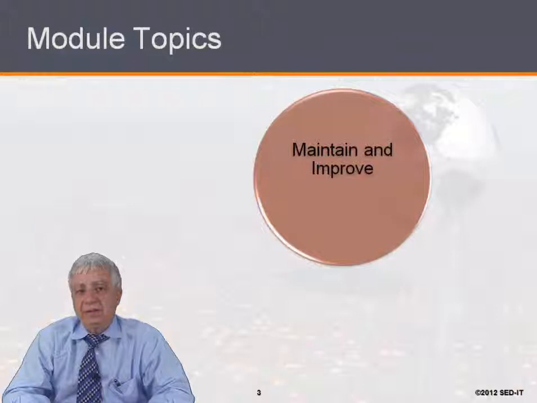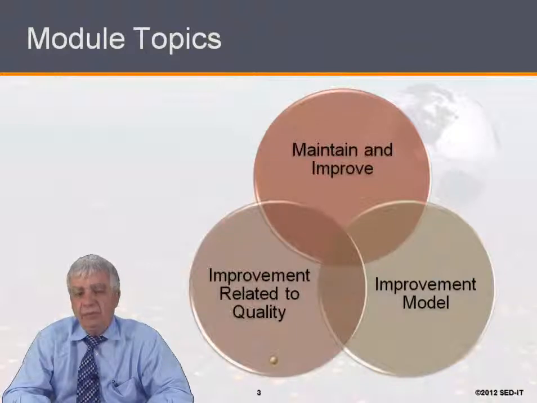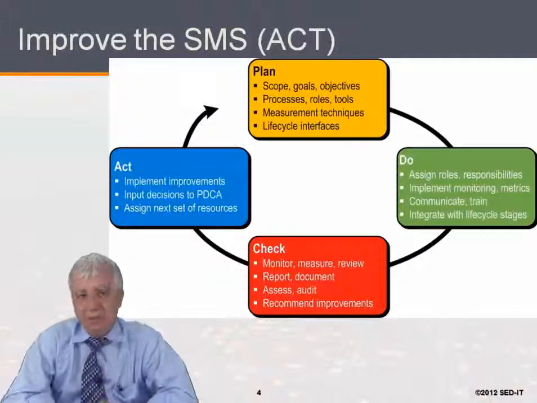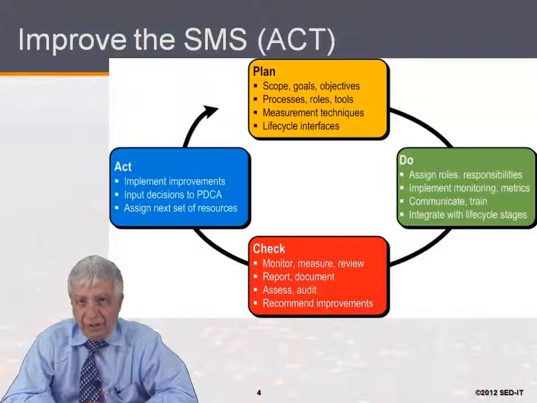The topics for this element are maintain and improve, an improvement model, and improvement related to quality. Let's position ACT at this point. We have done up to now some training on plan, do, and check. The last part of it is now we need to act on it.